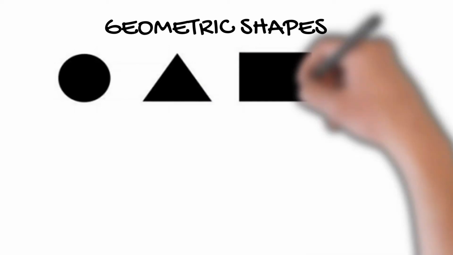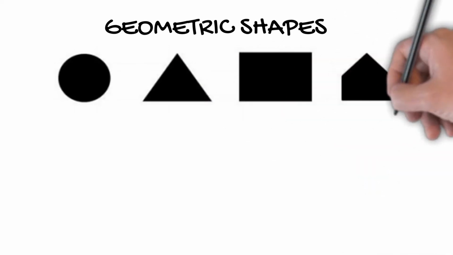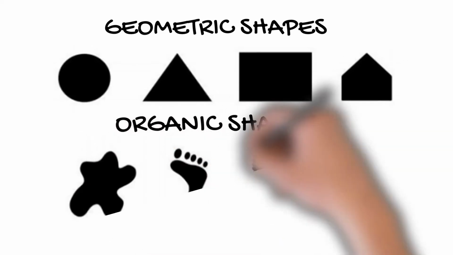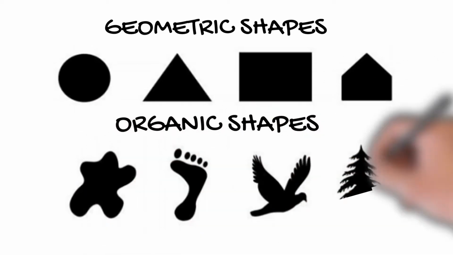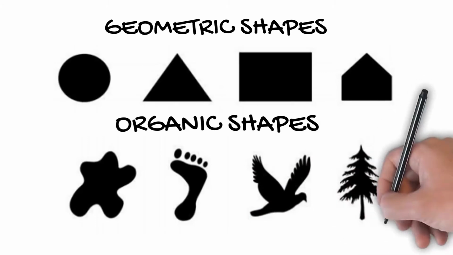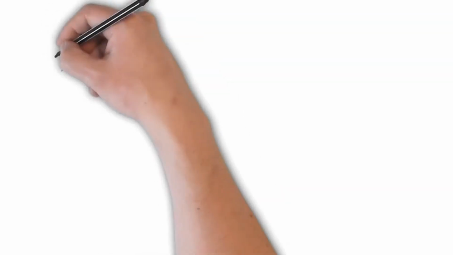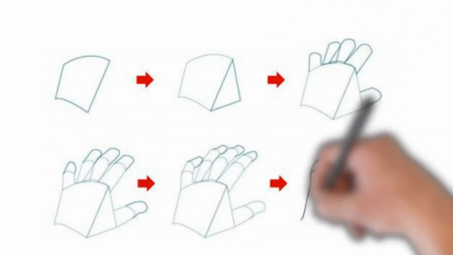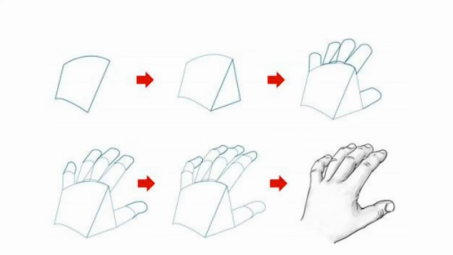There's also what we call organic or free-form shapes. These are the shapes that follow no rule. Also, they don't have a name associated with them. By combining geometric and organic shapes, we can draw anything. Even complicated ones become easier to draw.